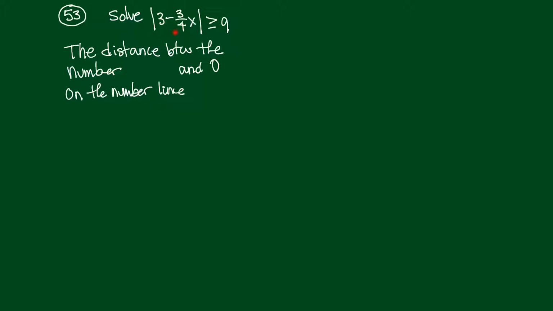So the left side, and as soon as you see absolute value, you're thinking distance. The left side says this: the distance between the number, whatever you put inside there, that's a blank field, we'll fill it in, and 0 on the number line. So the distance between our number, 3 minus 3/4 x, and 0 on the number line is greater than or equal to 9. So all in all, we have the distance between 3 minus 3/4 x and 0 on the number line is greater than or equal to 9 units.